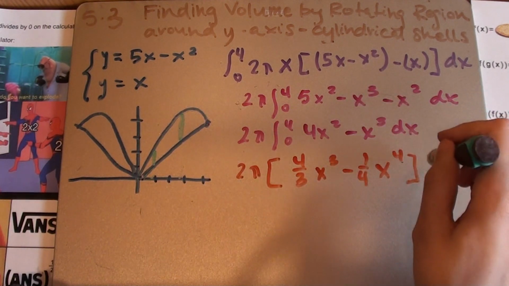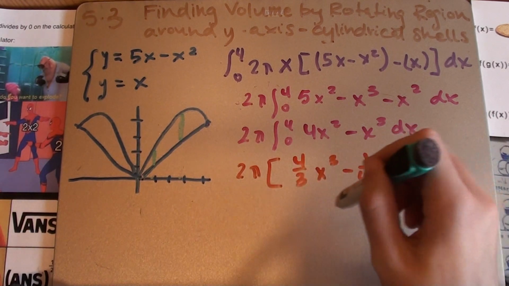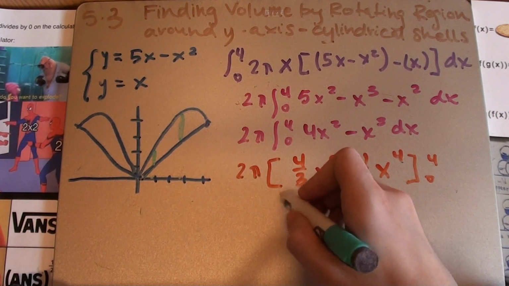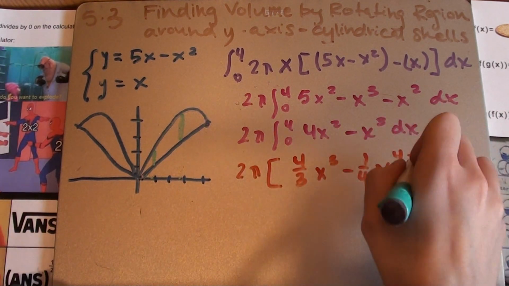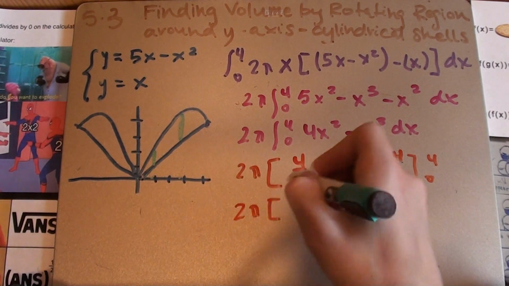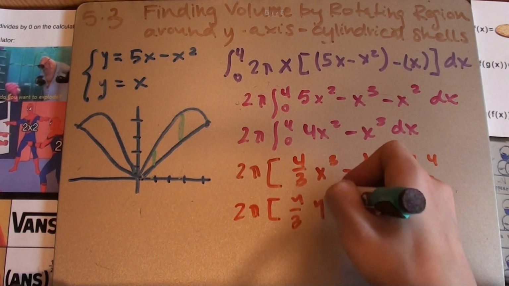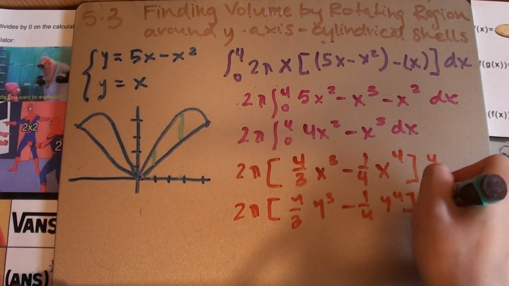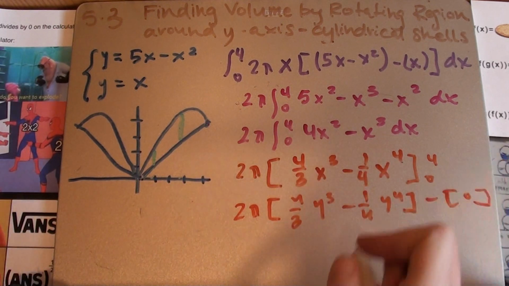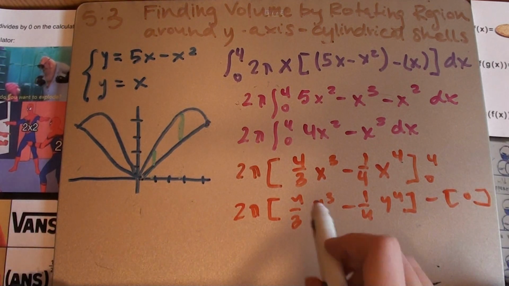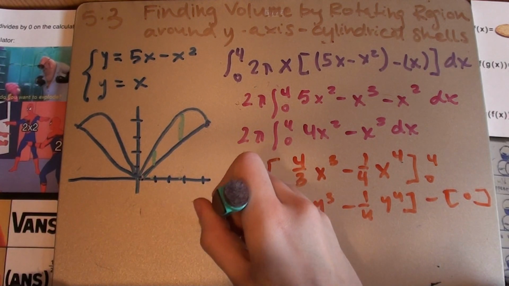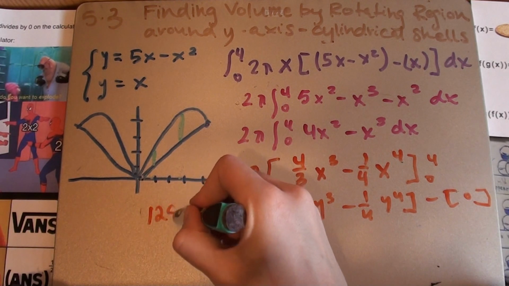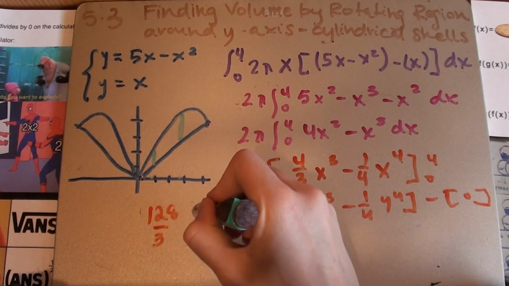Now when we do that, we plug in our 4, we plug in our 0, and subtract the 2 out. We're going to get a grand total of, and multiply our 2 pi in, so I'll write that out. We're going to do 2 pi times 4 over 3 times 4 cubed minus 1/4 times 4 to the 4. When we plug in 0, we're just going to get minus a 0. So now that we have that, once we evaluate what this is, our grand total will be 128 over 3 pi.